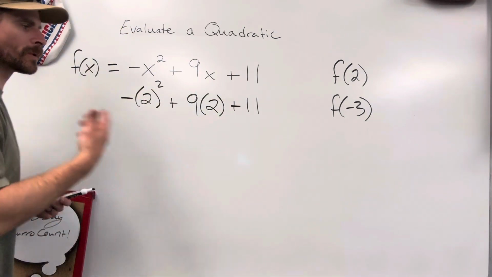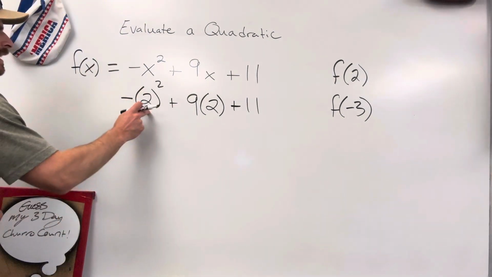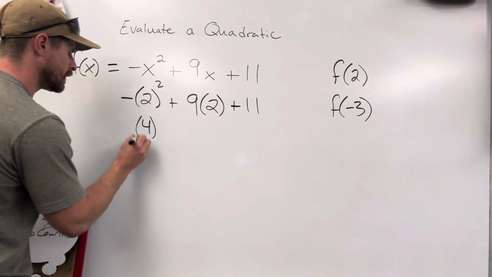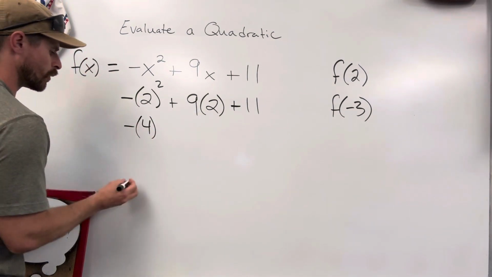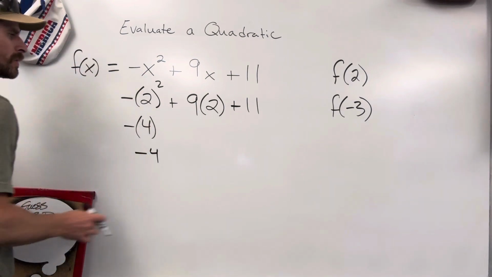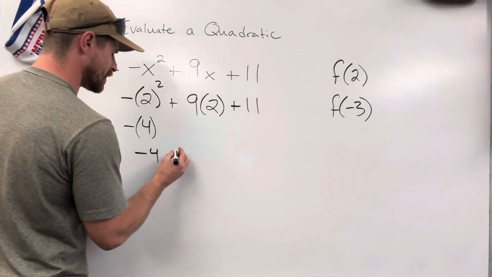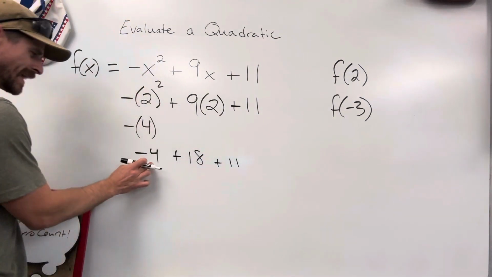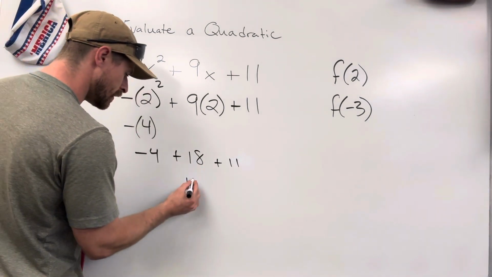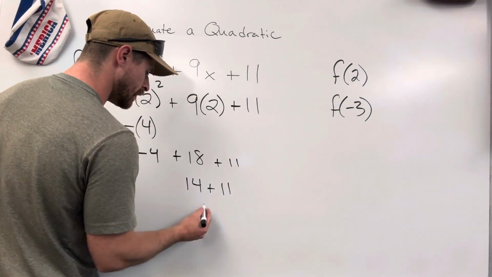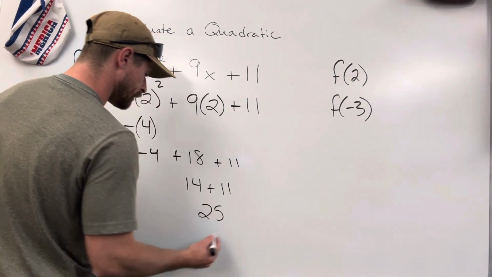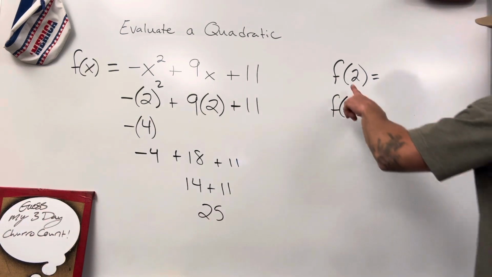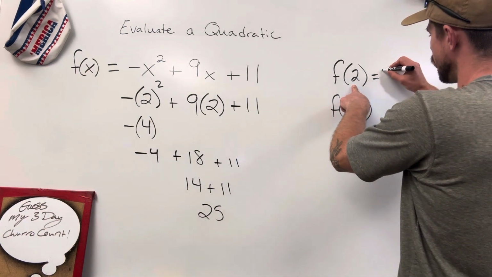I'm just going to go through following the laws of math. PEMDAS tells me I got to do my exponents first. So I'm going to say, what is 2 squared? That's going to give me 4. Now keep in mind, this negative is going to attach to that 4, giving me a negative 4 value there. 9 times 2, that's just going to be 18. And then I'm adding 11 here at the end. So I got negative 4 plus 18, that's 14. And 14 plus 11 is a total of 25. So we got 25 as my output when f of 2, or x is 2, y is 25.